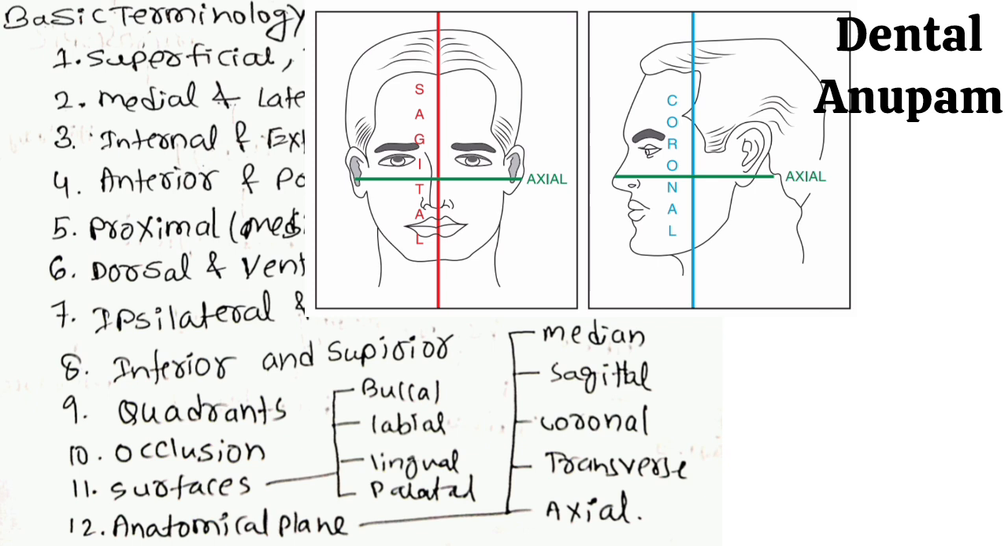Median plane divides the body into right and left halves. Which plane divides the body into right and left halves? That is called the median plane. Sagittal plane divides the body into right and left unequal parts. Sagittal, unequal parts, that means there is a right and left sagittal.